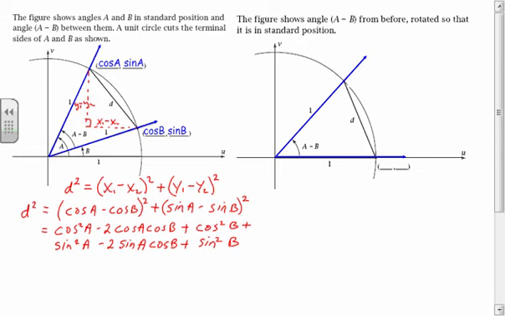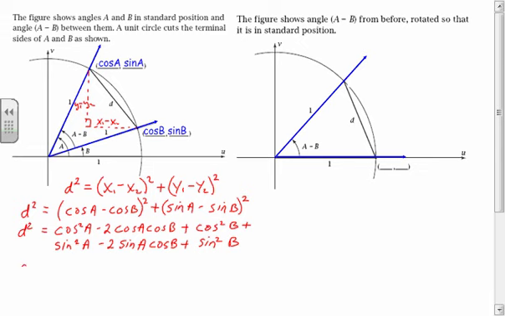And by the way, if you're not sure about my expanding of this cosine A minus cosine B squared, or sine A minus sine B squared, you should pause and do a little algebra refresher on your own about expanding binomials by FOILing them out, or however you want to do it. It's nice to know a quick way to do this. It's very handy. Okay, so that's d squared still.